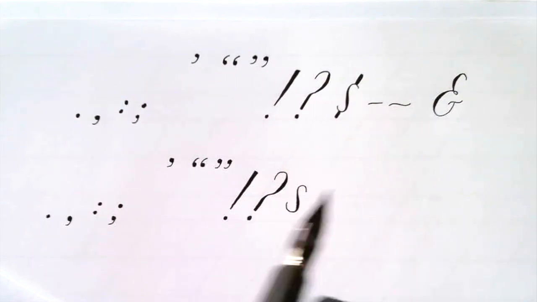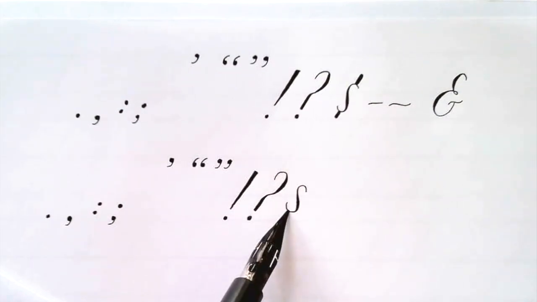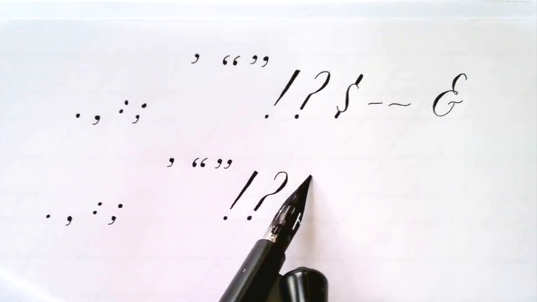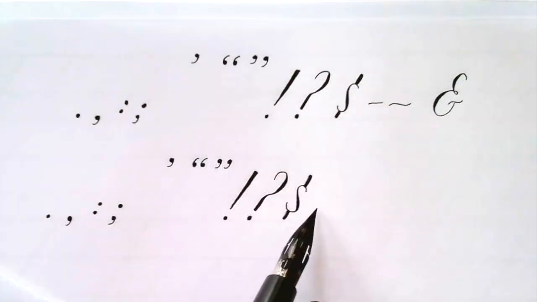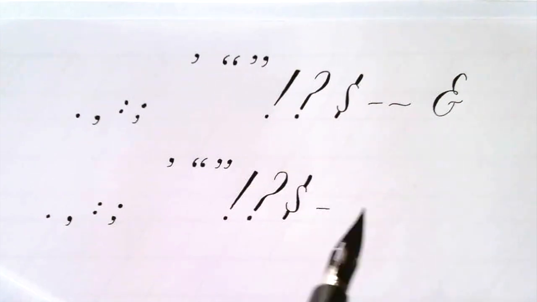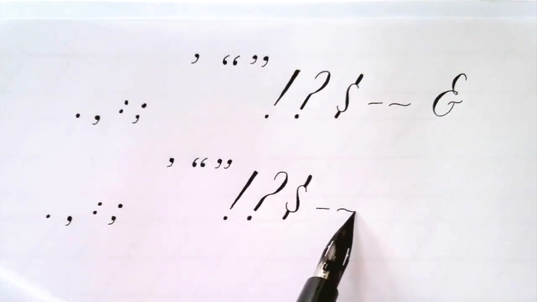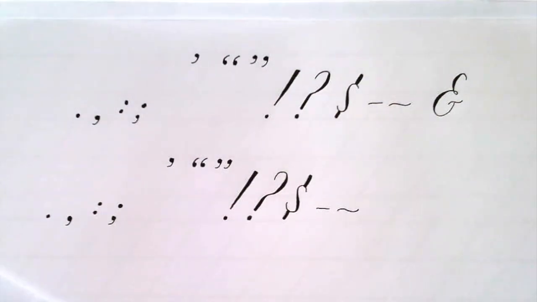The dollar sign is an S curve. It's about the same height as a number, including the top and bottom downstrokes. And your dash or your hyphen, remember the cross strokes are all very light.